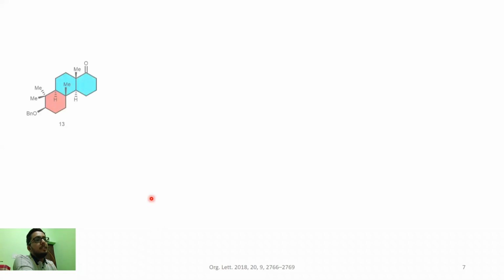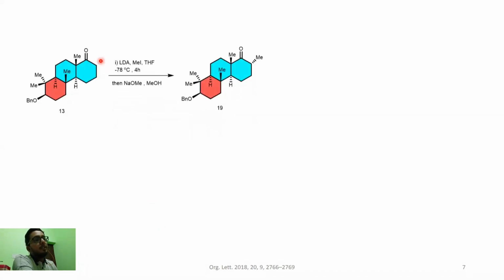Now in this molecule 18, we have to add a methyl group at the alpha position of this ketone group. Simply we use LDA and methyl iodide, and we will get this molecule 19.